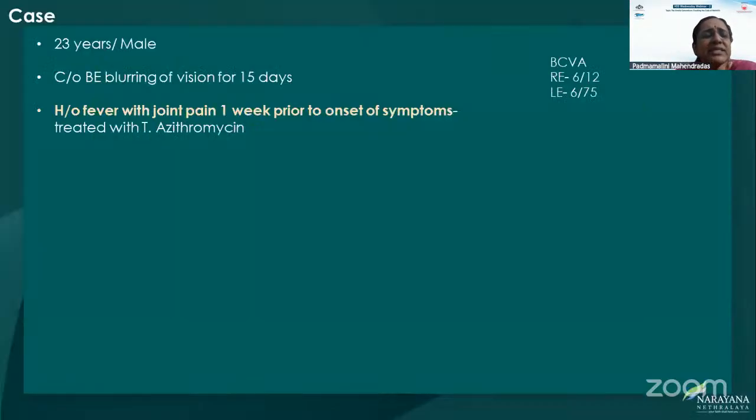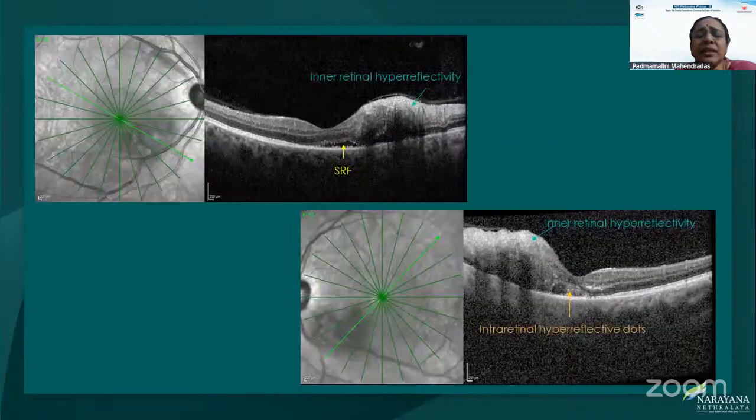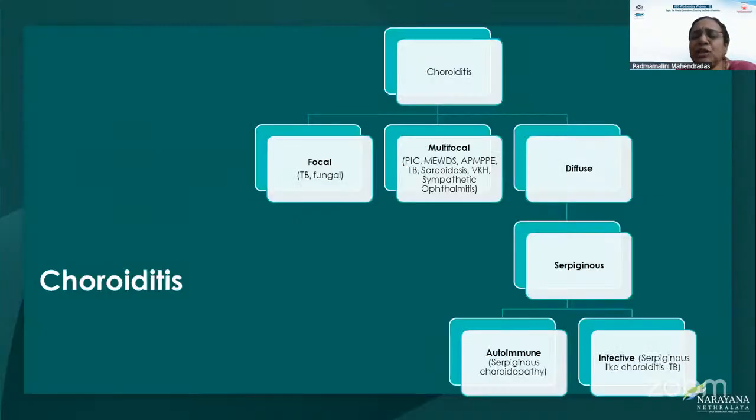The next case is a 23-year-old male who presented with fever and joint pain, treated with azithromycin. On fundus examination, we could see hard exudates and cottonwool spots mimicking retinitis-like lesions in both eyes. Here, inner retinal hyperreflectivity with aftershadowing, SRF, and intraretinal hyperreflective dots are seen. Here again is a case of rickettsial post-fever retinitis. The Weil-Felix test was positive, treated with doxycycline and topical steroids.